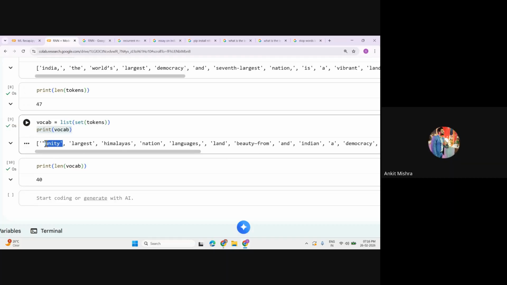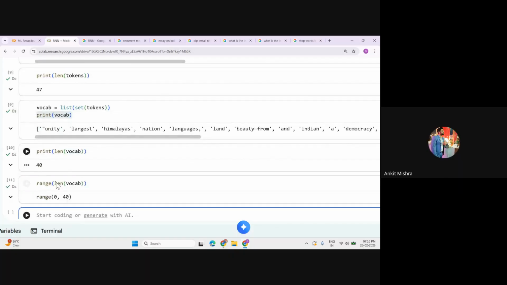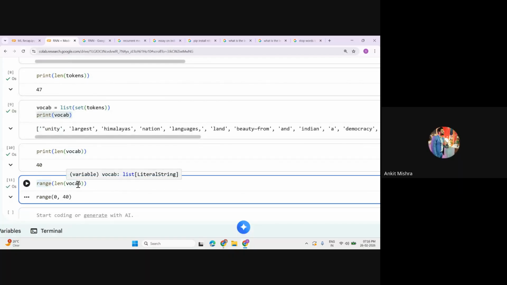Okay, so we can simply relate this. Let's give a ranking: unity to 0, largest to 1, Himalayas to 2, nation to 3, languages, land, and so on. So how to do this? Let's call the range function, and I just want a range for my vocab. This will give you the range. The second thing I want is to zip this with the vocabulary. Zip is like merging two objects into one, and let's simply convert this to a dictionary, right?